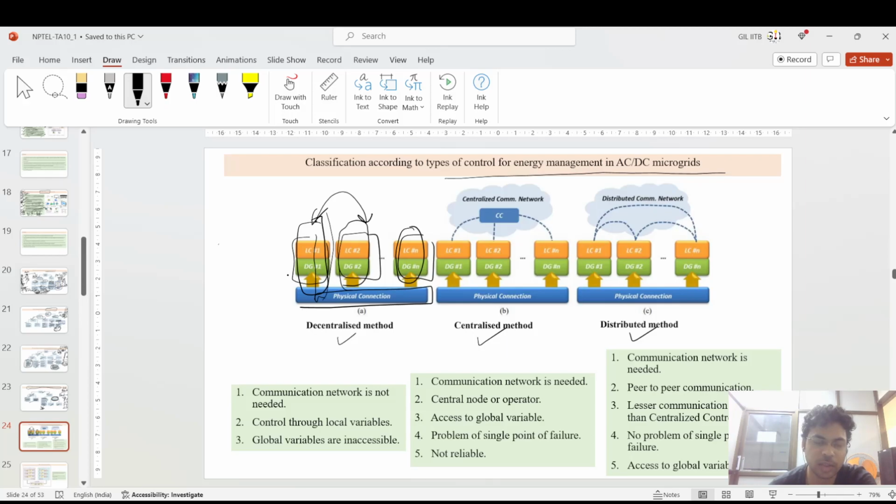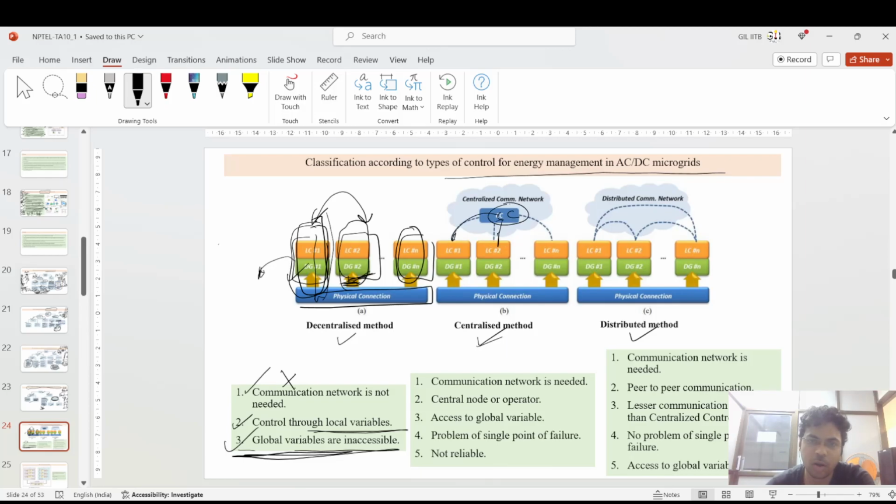Okay, so each DG is separate, and it can take actions by itself without interrupting DG2. So a communication network is not needed for the distributed network, because there is no communication between DG1 and DG2, and the control is through the local variable. Local variable means DG1 is itself capable of controlling or managing this energy. And the third is that global variables are inaccessible, which means it doesn't have any features for controlling DG2 based upon any operation.